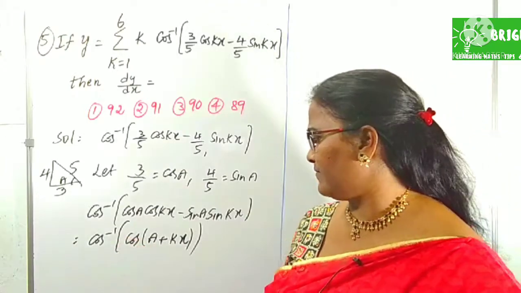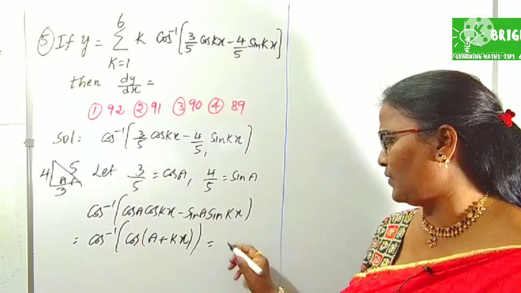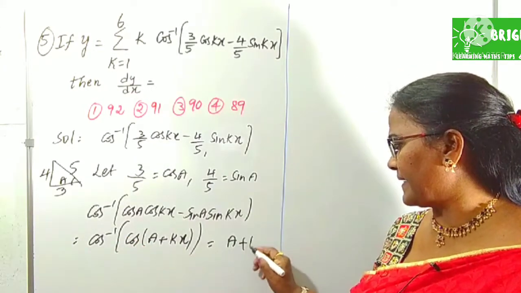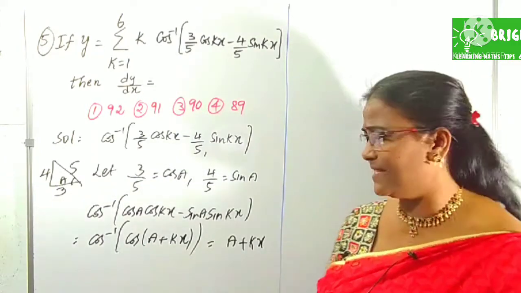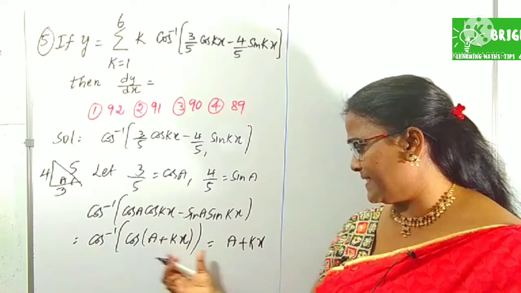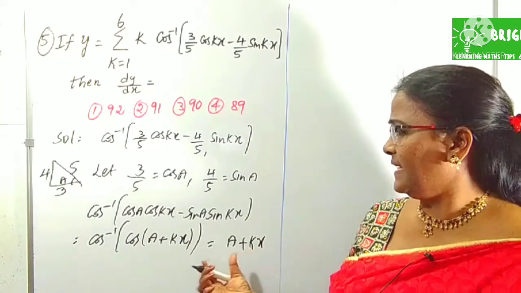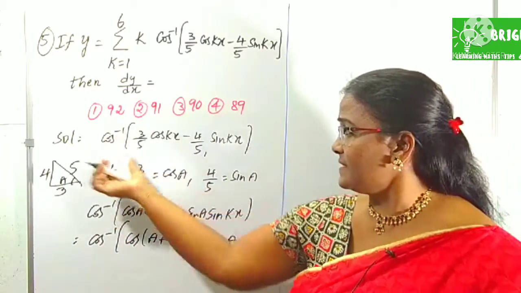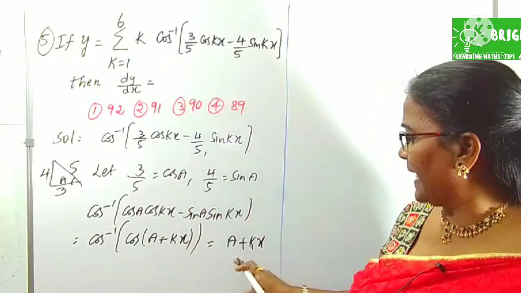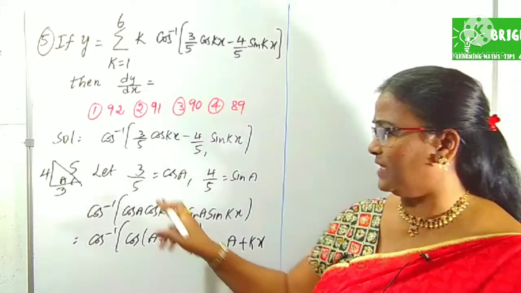Right. Now cos inverse cancels. Now it becomes A plus kx. Cancel in the sense that cos inverse of cos x is x. In place of x, A plus kx is there. So cos inverse of this thing means what this function is? A plus kx. What is A actually?